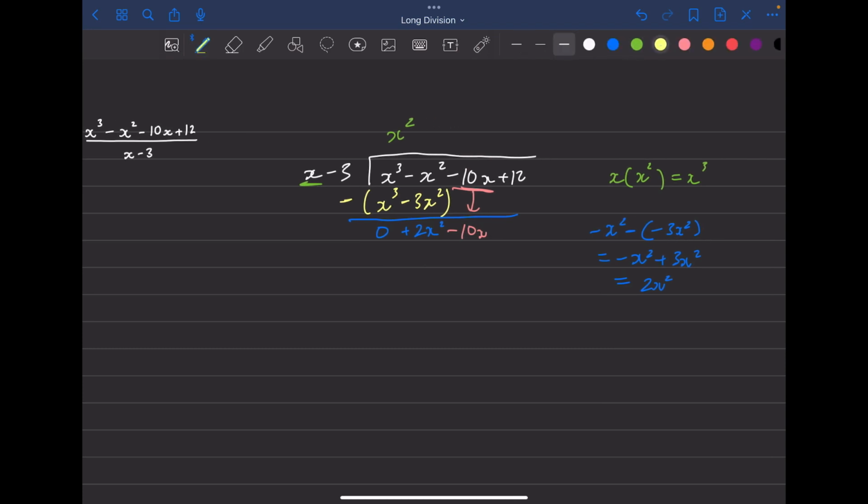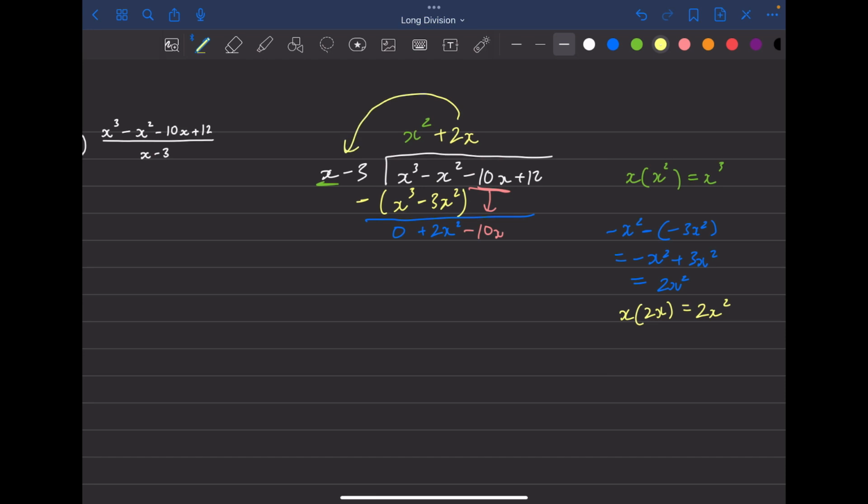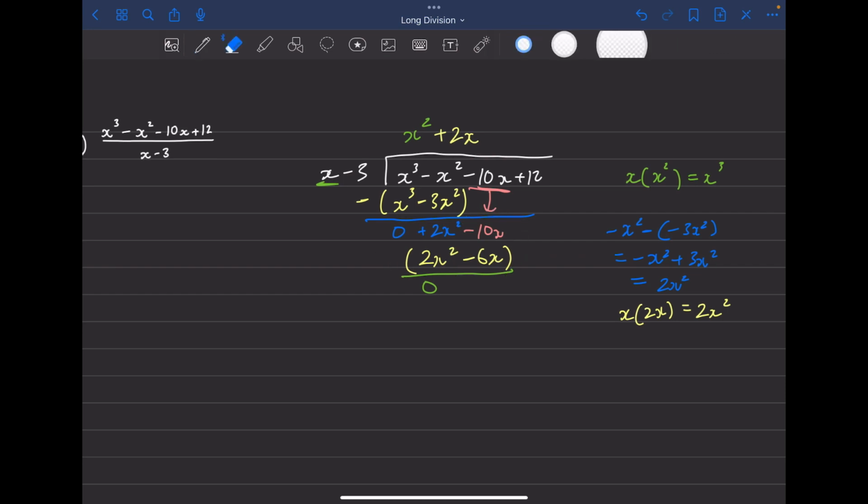I'm going to write it on the side, but x times 2x is equal to 2x squared. So positive 2x on top. And then 2x times x is equal to 2x squared. 2x times negative 3 is negative 6x. And now let's subtract like we always do. So subtract all this in a form of bracket. So 2x squared minus 2x squared is 0. Negative 10x minus negative 6x should be negative 4x. I'm going to do it over here as well, but negative 10x minus negative 6x is the same as negative 10x plus 6x, which is equal to negative 4x.